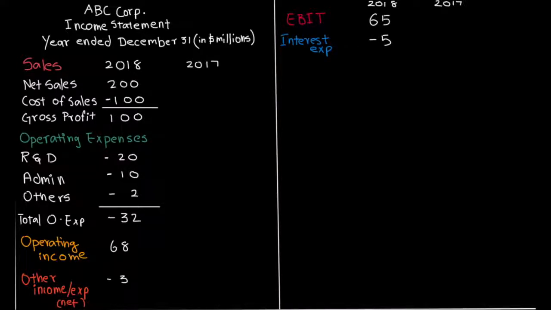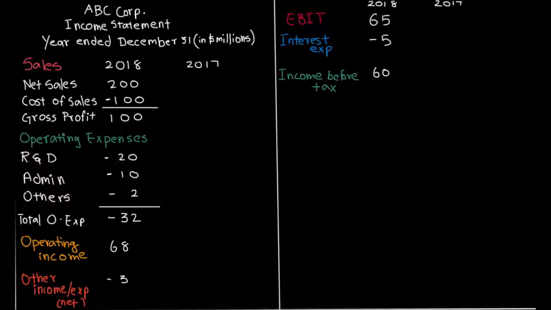What happens is that now we write the earnings before taxes. So the income before taxes, earnings before taxes, both are the same thing. As I said before, all of the things depend upon the company. So 65 minus 5 is $60 million. So what can we do now?